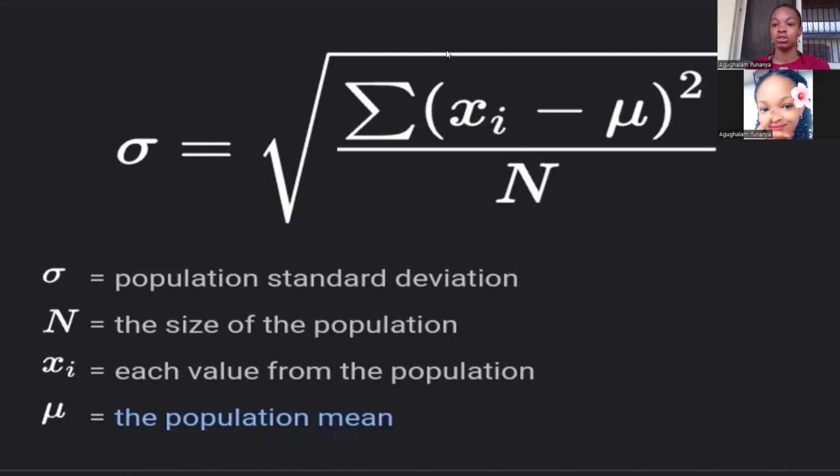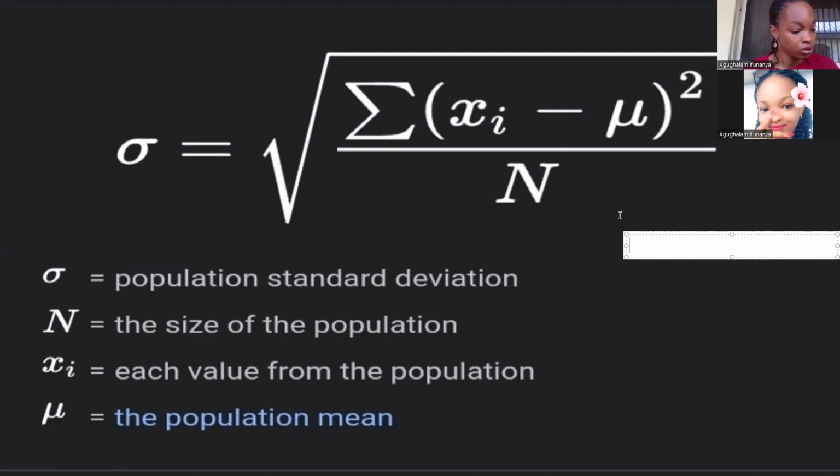Let me see if I can annotate. Okay, your 5 plus 2 plus 7 plus 3 plus 1. This is equal to 5 plus 2, 7, 7 plus 3, 10, 10 plus 1, 11. So this is your mu, that's your population mean.